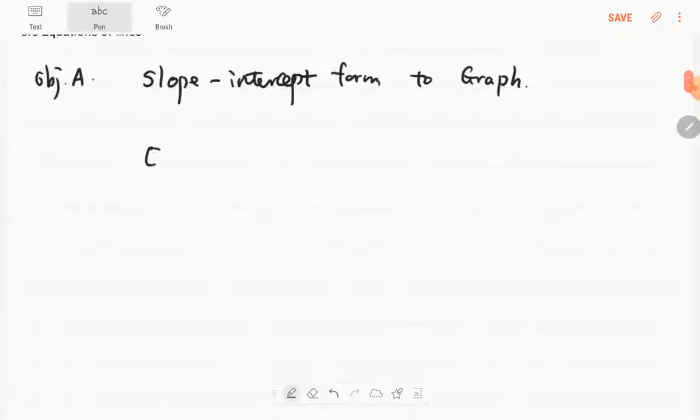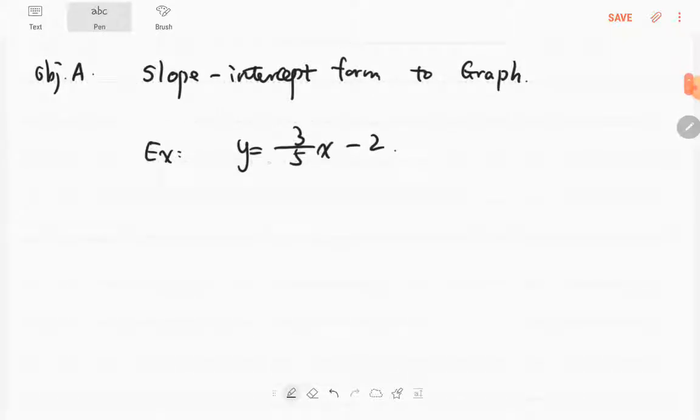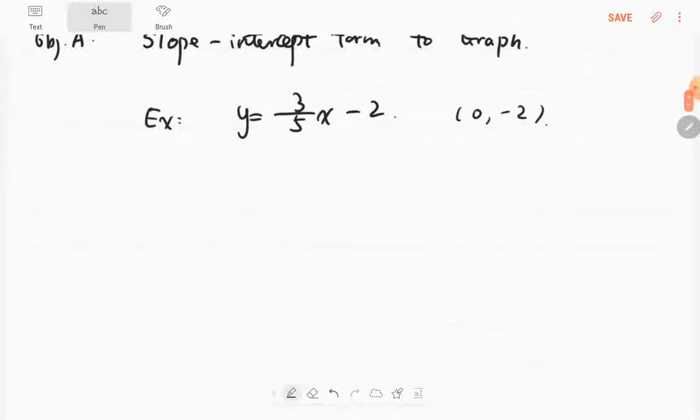We call this form slope-intercept form, right? Because from this equation, we can directly get the slope. That's the coefficient of x. And the remaining value, -2, is the y-intercept. So from this equation, we can get the slope and the y-intercept. That's called slope-intercept form. So we could use this form to help us draw the graph.